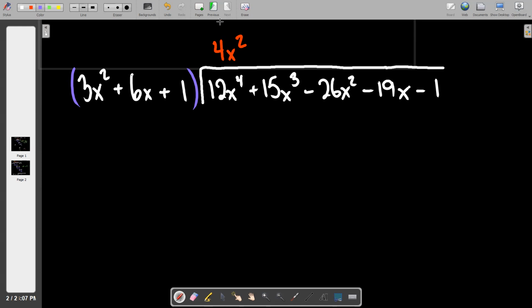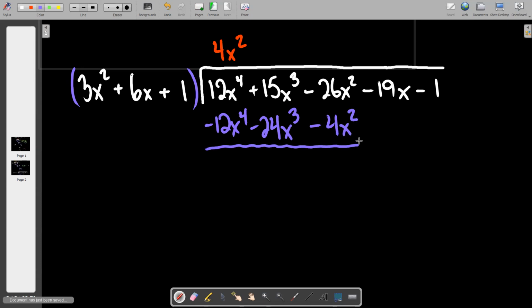So let's distribute. What would my first one be that I'm going to write down? Well played. Second one? Negative. Nice job. Negative 24x to the third. And the last one? Negative 4. Good job. So again, we're changing the signs as we go so that we don't have to do it later because it's a pain. As I showed you in that first example last Wednesday, changing it later is a pain.